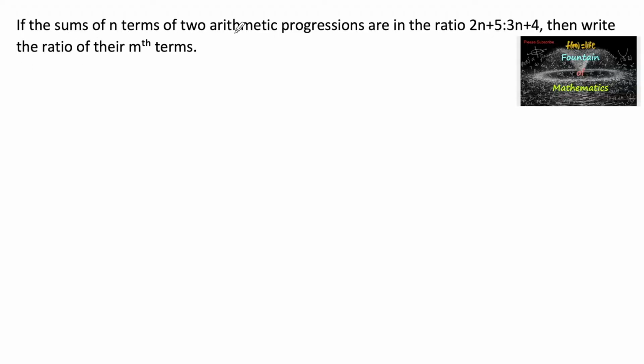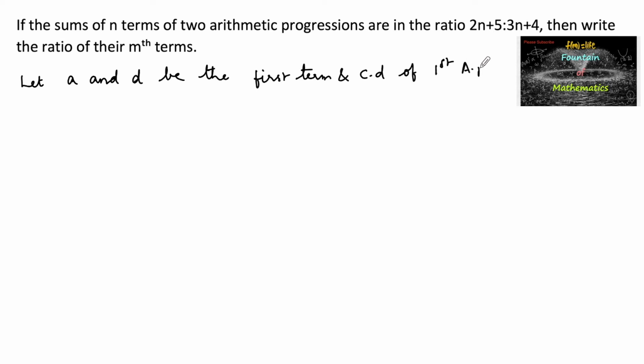If the sums of n terms of two arithmetic progressions are in the ratio 2n plus 5 is to 3n plus 4, then write the ratio of their nth terms. Let us consider the two arithmetic progressions. Let small a and small d be the first term and common difference of first arithmetic progression, and capital A and capital D be the first term and common difference of the second arithmetic progression.